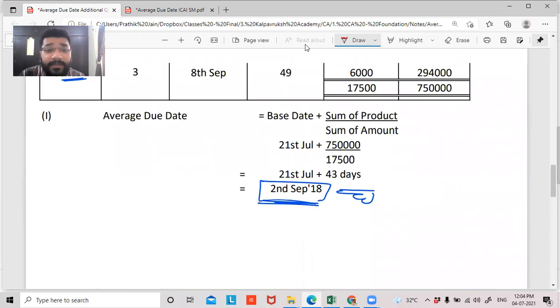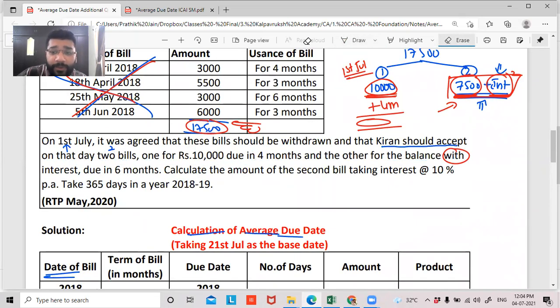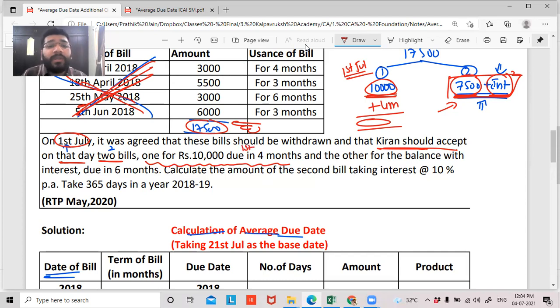The problem here is, if you look at the language of the question, they're telling that on 1st of July, we are going with the language of the question. On 1st of July, it was agreed that these bills should be withdrawn, cancelled, and that Kiran should accept on that date two bills. One is for 10,000 rupees due in 4 months. So for the first bill, what is the amount that they've taken? 10,000. The question is telling only take 10,000, so that's why I'm not taking interest. Had the question told us to take 10,000 rupees plus interest on 10,000 rupees, then what you're saying I would have done. Okay, got it, sir.